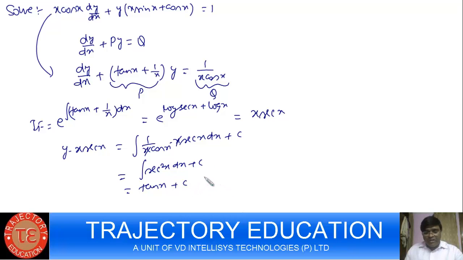or this is tan x plus c, where c is the arbitrary constant. So this is going to be the answer. y x sec x equals to tan x plus c.